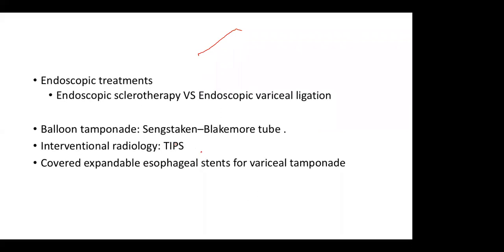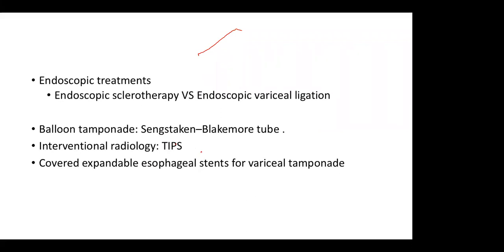For endoscopic treatment, sclerotherapy versus endoscopic variceal ligation, I honestly prefer sclerotherapy for stopping the active spurting, which can then be followed by ligation. If that fails, go for a Sengstaken tube, and in difficult cases, either interventional radiology by TIPS or a covered expandable esophageal stent for variceal tamponade.